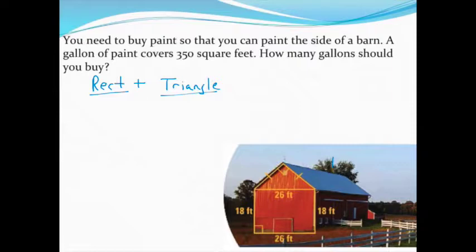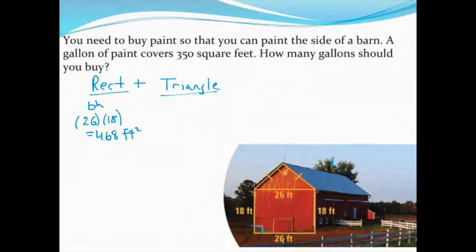The formula to find the area of a rectangle is just base times height, and I can see in my diagram that I do have a perpendicular tick mark right there. So my base is going to be 26 times my height, which is 18. The rectangular part of the barn gets me an area of 468 feet squared. The triangle is going to be a little more difficult.